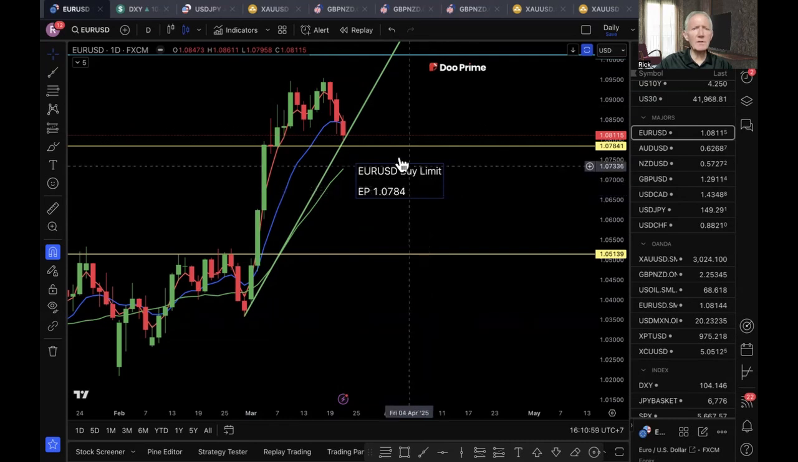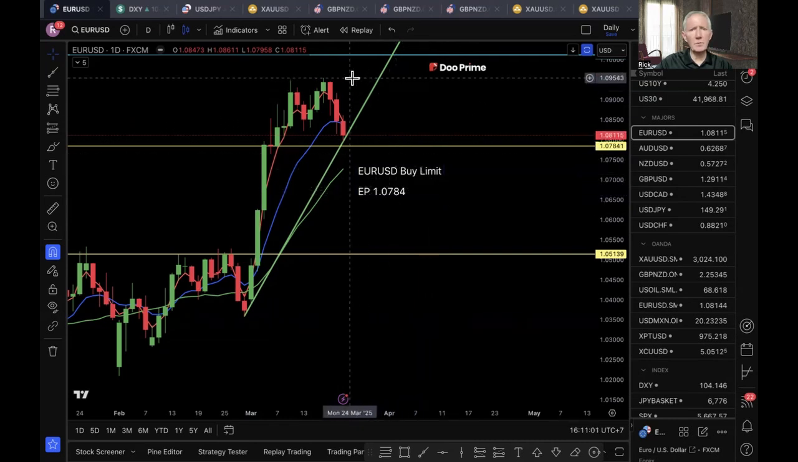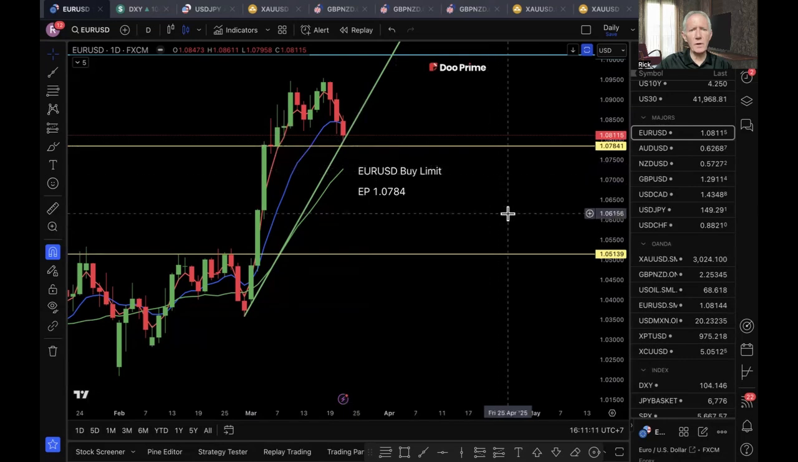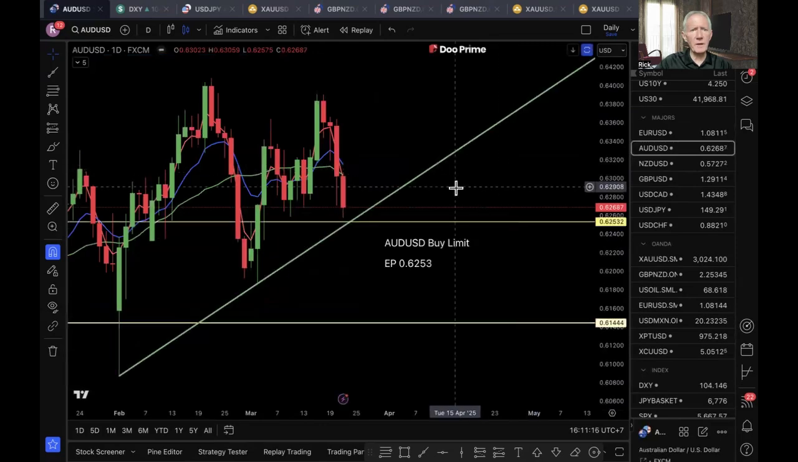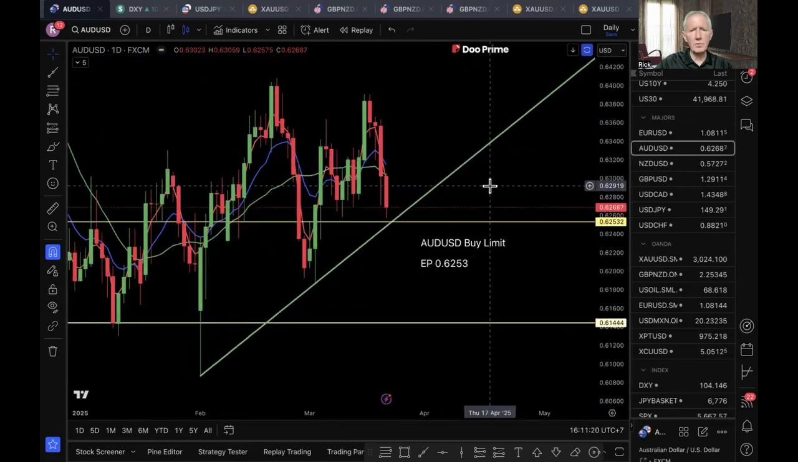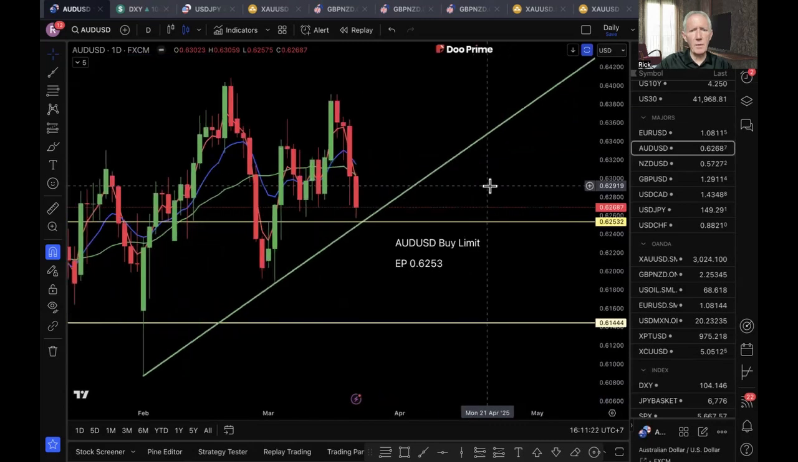I said a couple of weeks ago we might get up to $1.10. We got up to $1.09, and then it kind of fizzled out, making a correction back down to a little bit lower price. And now this should be a good price to get in, 1.0784. The Aussie US, a lot of sideways movement, pretty much a roller coaster with the Aussie US. But I do have a buy limit on that one.